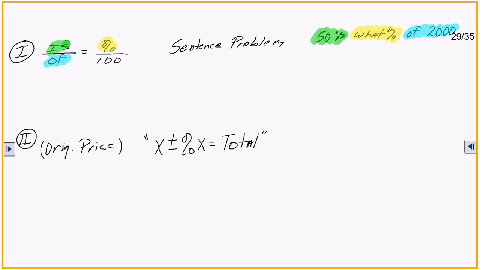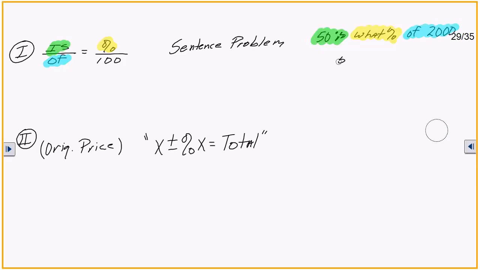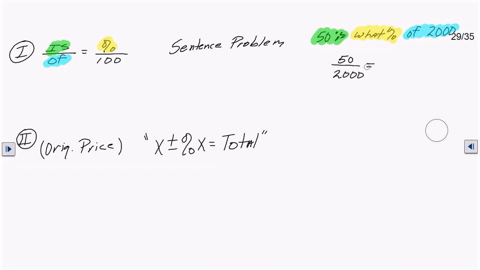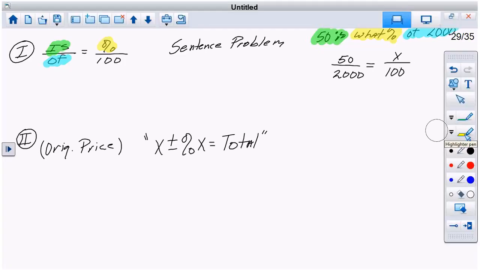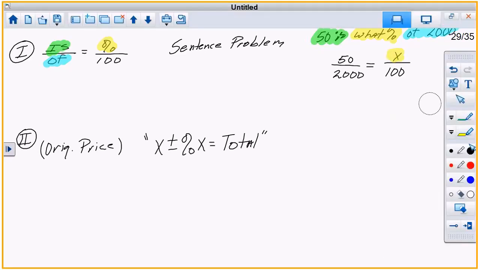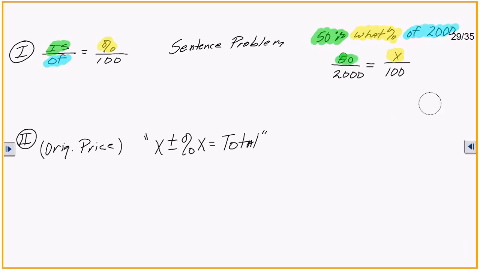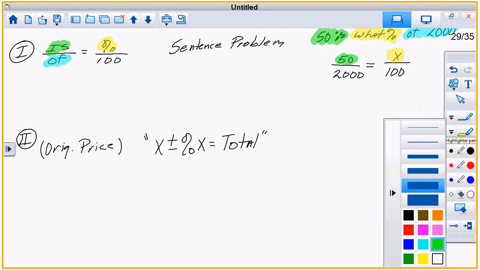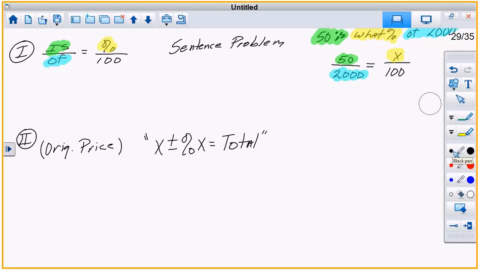So what I tell my students, all we got to do now is plug and chug. So 50 over 2,000 is equal to x over 100. Yellow. Green. And blue. Now again, this is a review, so probably most of you have seen this before. It's called cross multiply and solve for x.